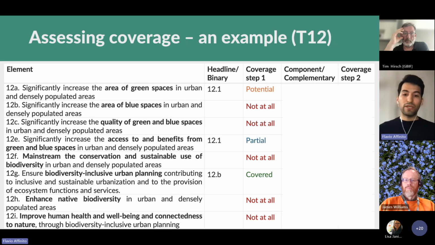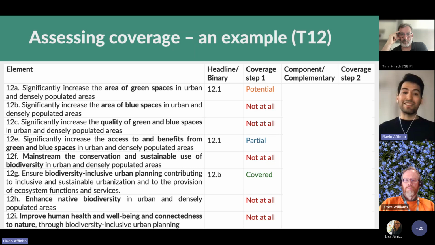And then when we look at the specific elements that are tracked, what we find is that because 12.1 is focused on the access to green spaces, it's able to partially address right now 12E, where the wording asks for access to and benefits from green and blue spaces. So here 12.1 can inform access on green spaces, but not benefits or blue spaces. So it's partially addressing that element.